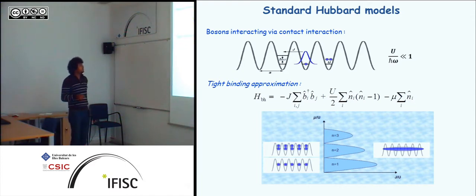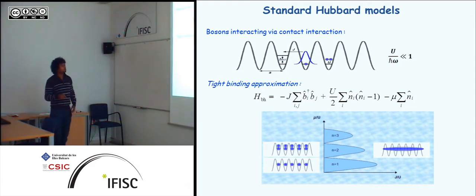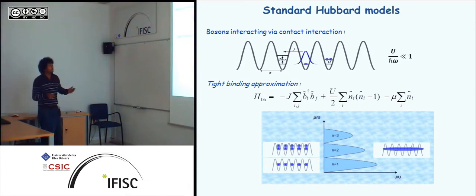Now, this is the most famous model in the field of ultracold atoms. This is the usual Bose-Hubbard model, as we call it. And this basically describes two terms. One is the tunneling of these particles, and another one is the interaction.